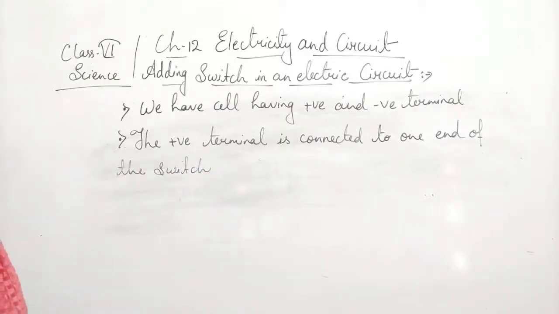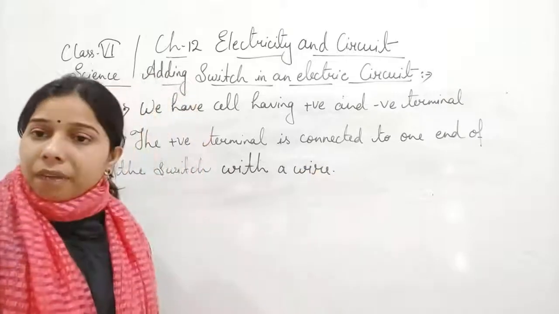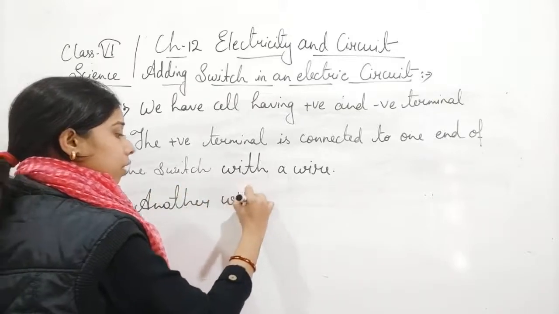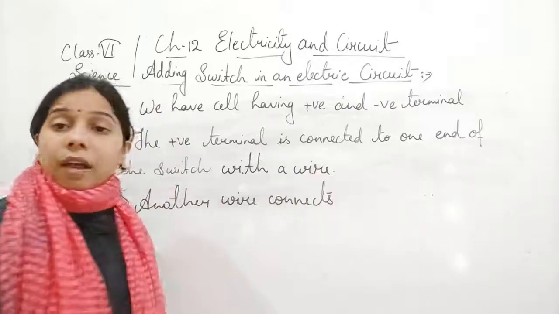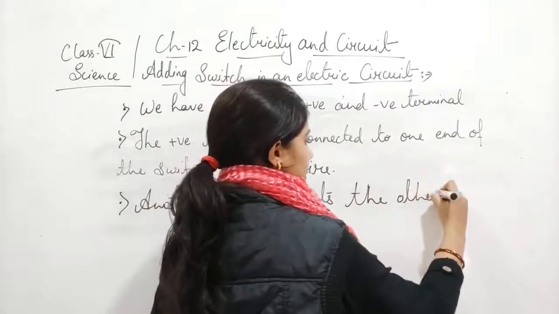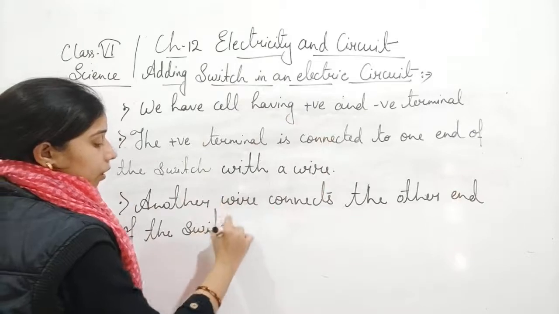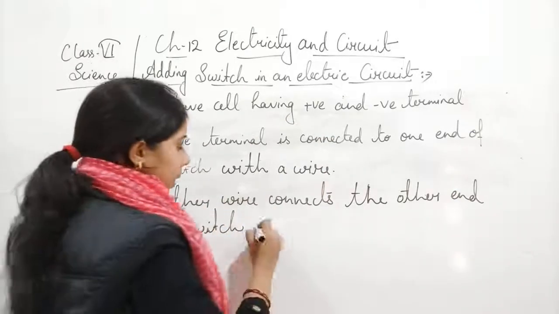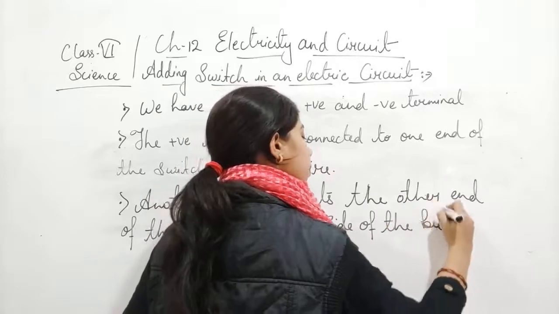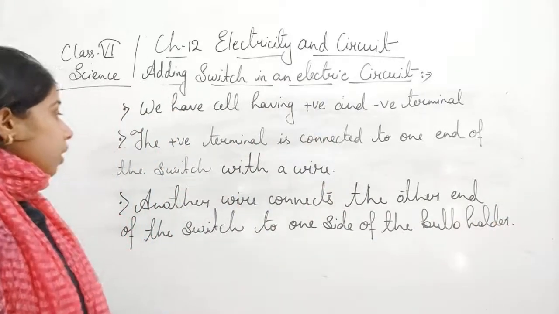Okay, with the wire, and another wire connects the other end of the switch to one side of the bulb holder. Okay, so we have seen here we are connecting the positive terminal.